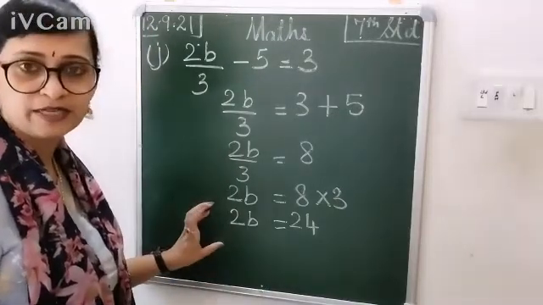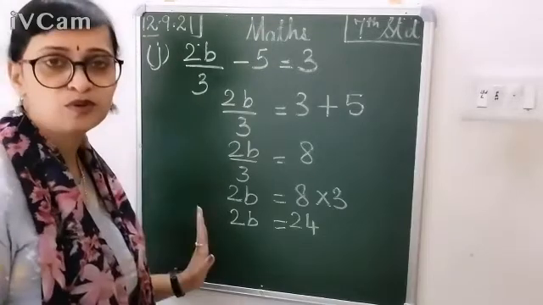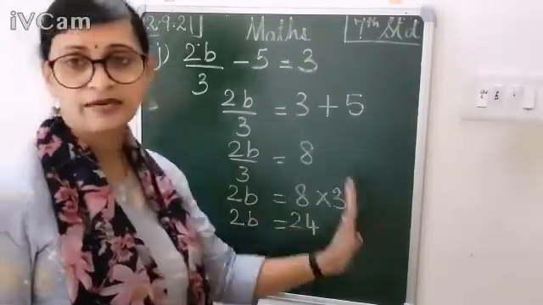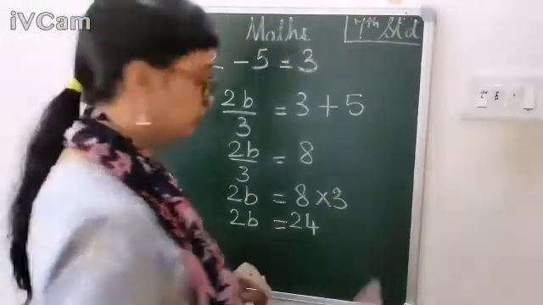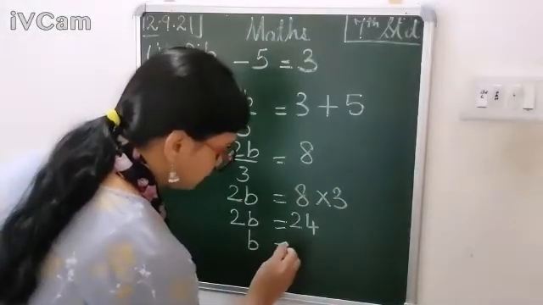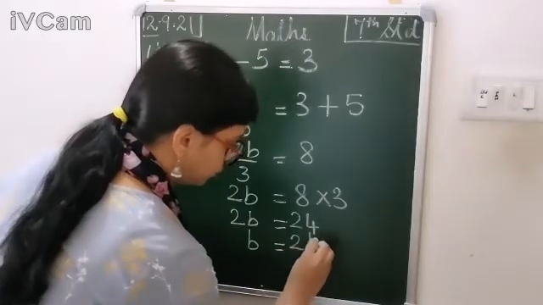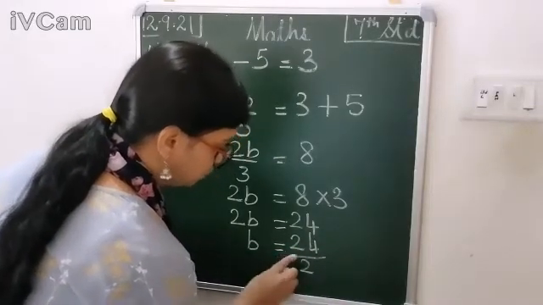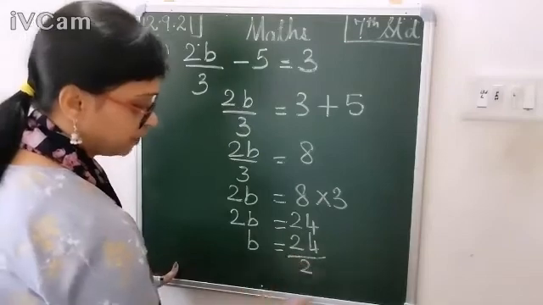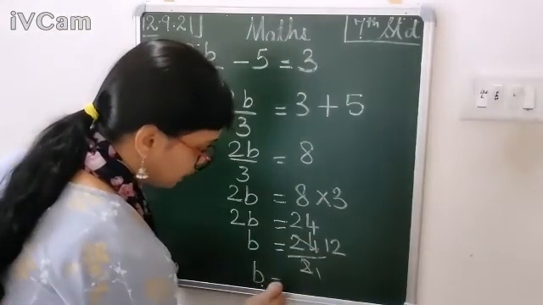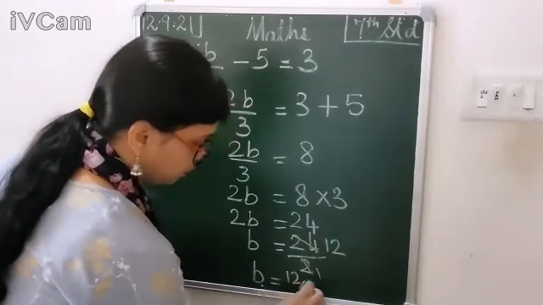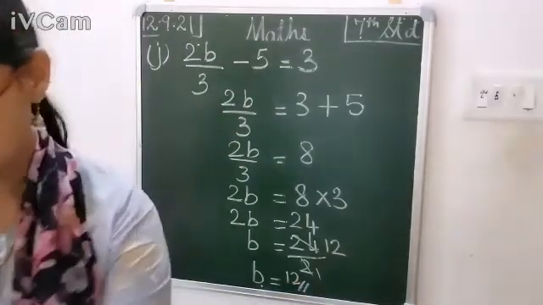Here you have multiplication, which means when you move 2 from the left hand side to the right hand side, it goes to the denominator, or you need to change it to division. So b is equal to 24 divided by 2. 2 ones are 2, 2 12s are 24. So the value of b is equal to 12. This is your answer.